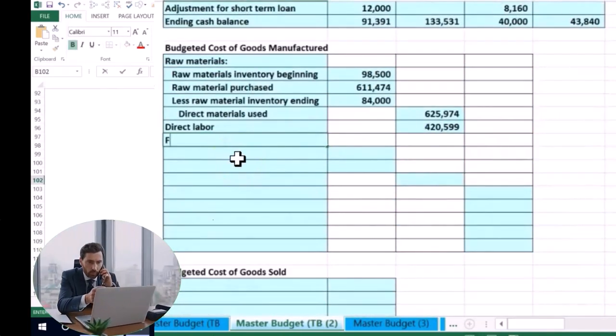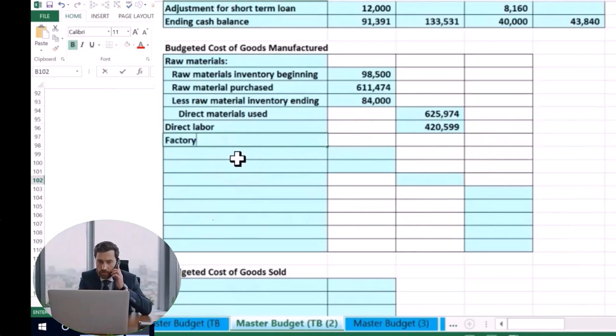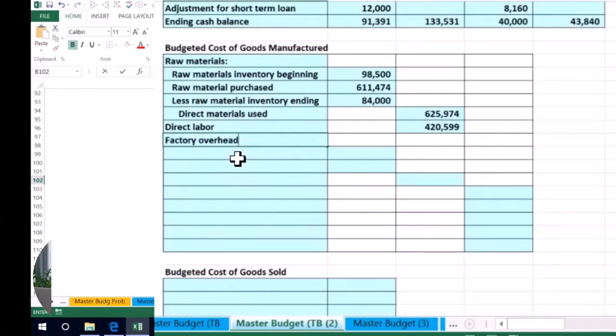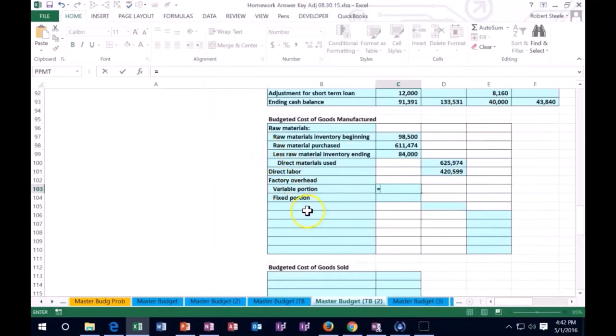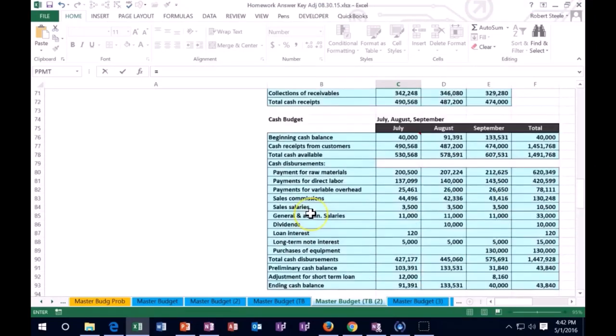Then we're going to have the factory overhead. Factory overhead, and that's going to have a variable portion and a fixed portion. I'll just put those both in here now. Fixed portion. And we're going to go to our overhead budget. These are going to be, once again, pretty straightforward because these will be what they are. We're not going to have to do the calculation again like this in the raw materials. We've already done that in our budget up top.